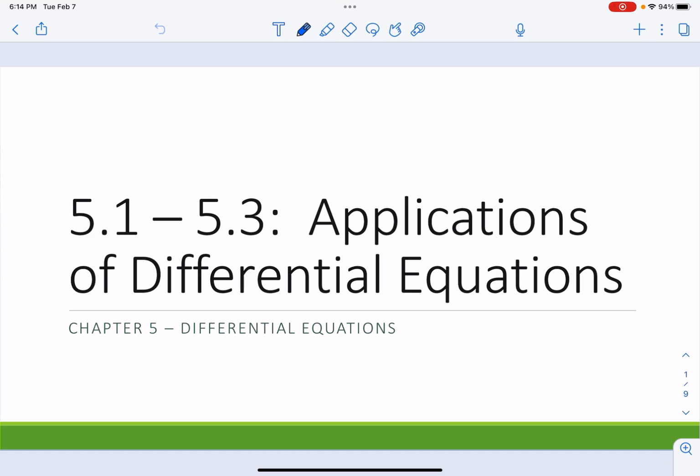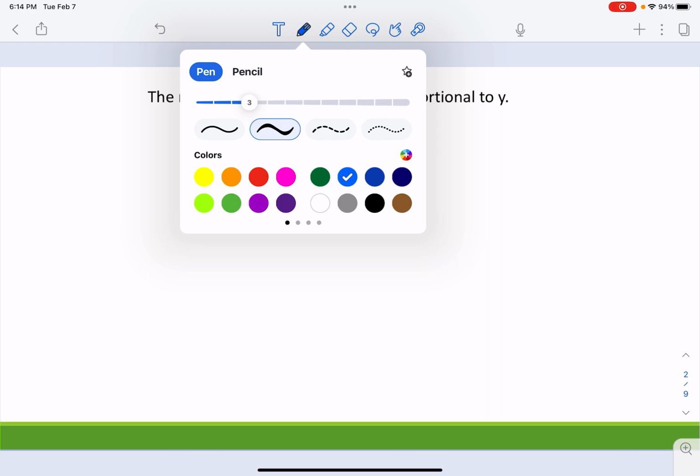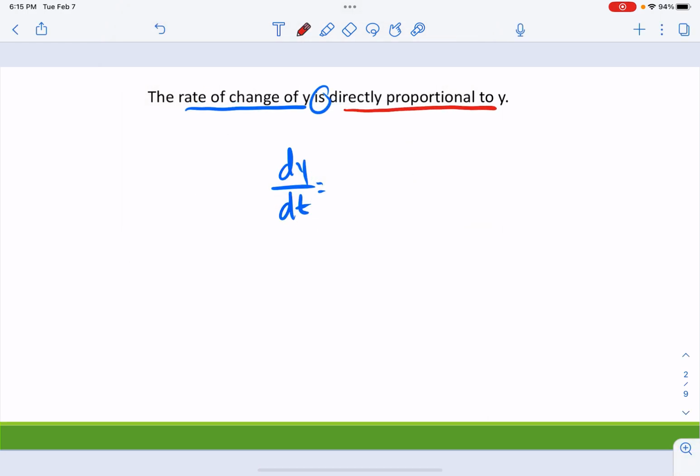Okay, so the rate of change of y is directly proportional to x. This is an algebra 2 skill. The rate of change of y, dy/dt, is directly proportional to y. Oh, I read it as x. It is directly proportional to y, and directly proportional has a constant of variation, I think it's called.